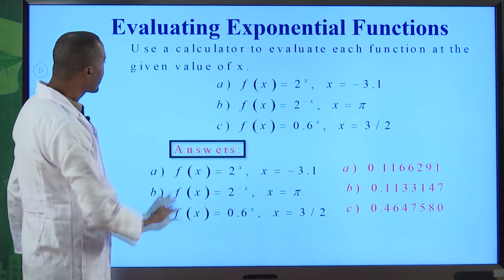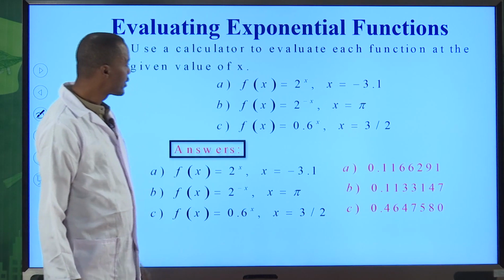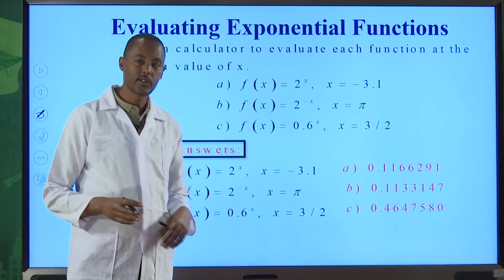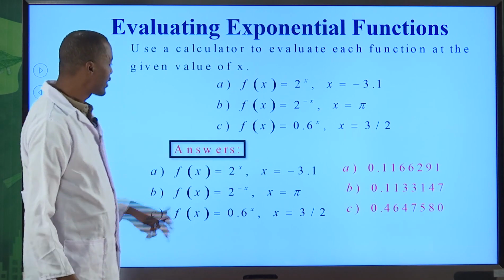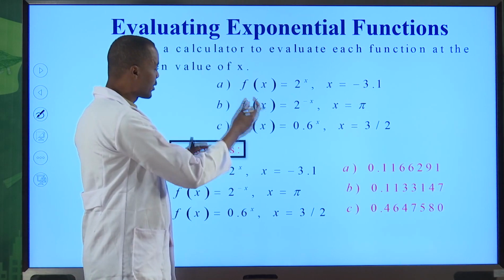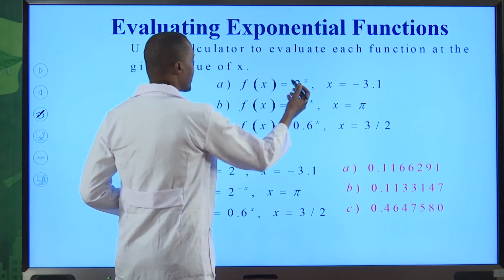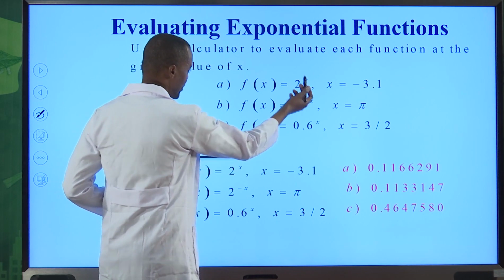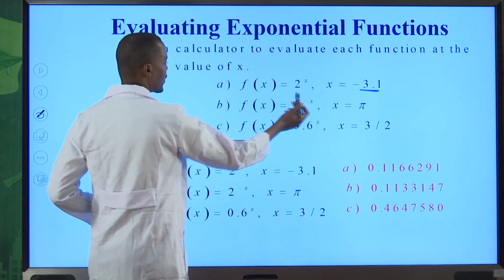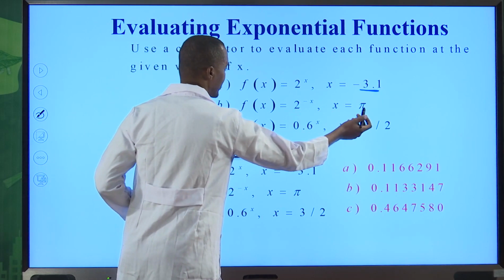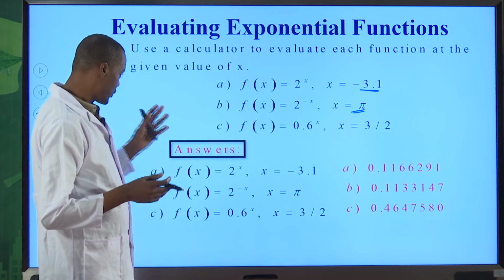How do we evaluate exponential functions? For example, you can use a scientific calculator or your mobile phone, because I want you to learn how to prepare a table of values and to have in your mind what happens when, for example, the base is 2 to the power of x and we substitute x to be minus 3.1, or 2 to the power of minus x when x is, say, pi or any other number. How do we evaluate those values?